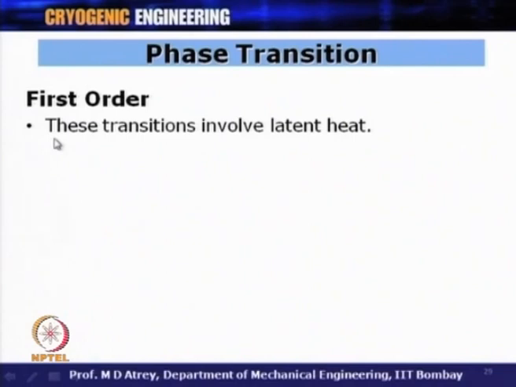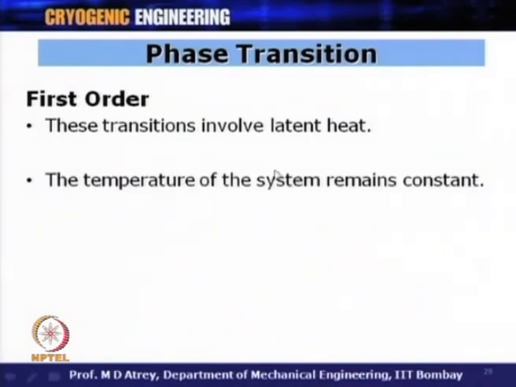What are the features of this transition? This transition involves latent heat. So, whenever a phase transition of first order happens, it involves energy: either the energy is taken in or the energy is given out. The temperature of the system, however, remains constant. Such a first order transition is, for example, from gas to liquid or from solid to liquid. Whenever you see conversion from liquid to gas, what has gone into it? Latent heat, the latent heat of conversion.